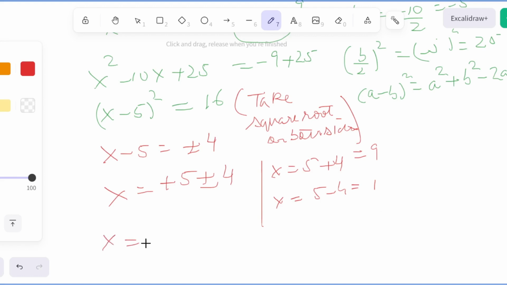So what are the x values? 9 and 1. Any doubts?